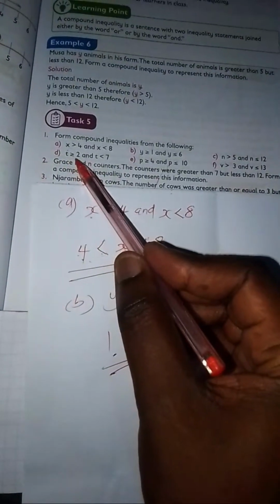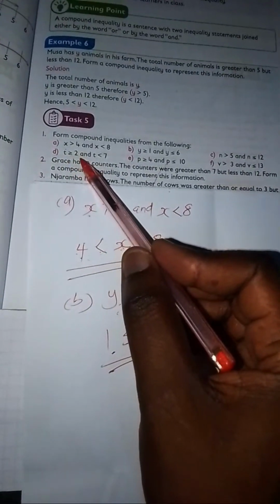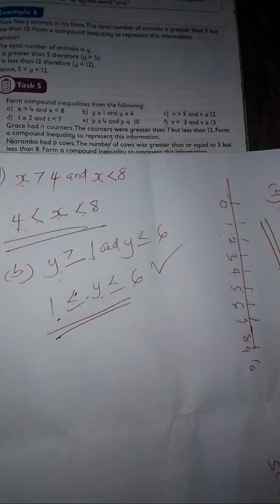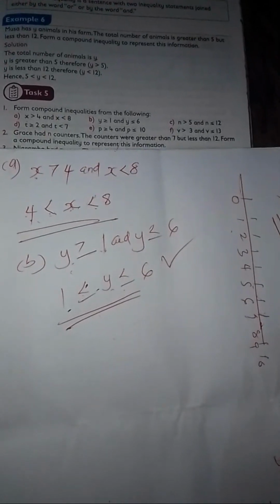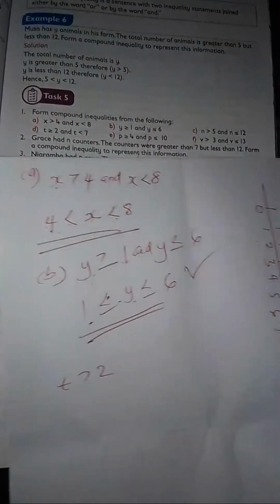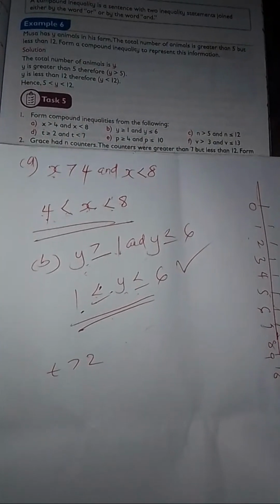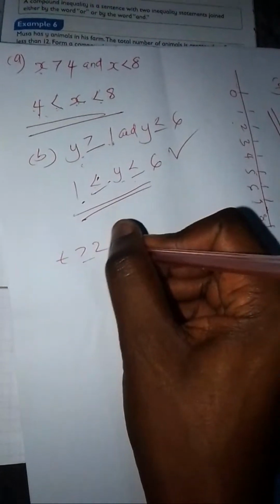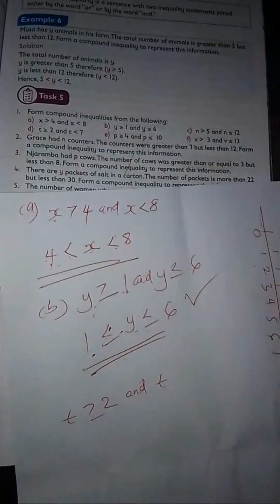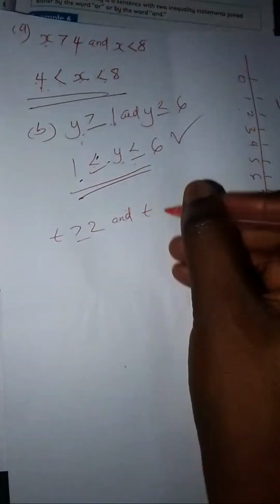Okay, I want us to look at another one. Let's look at this part D. t is greater than 2, and t is less than 7. So it is like this: t is greater than 2, and t is less than 7.